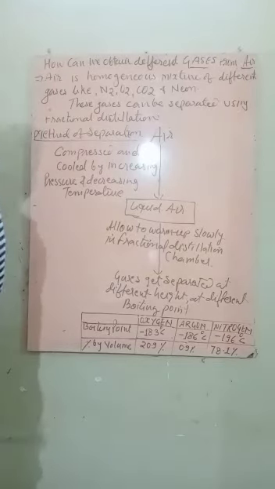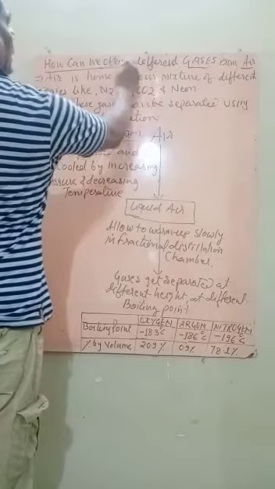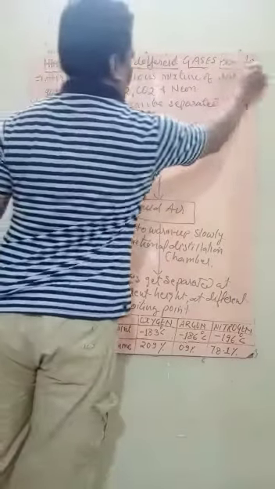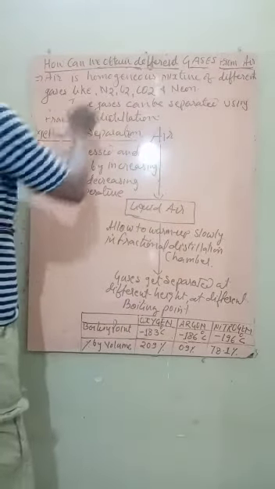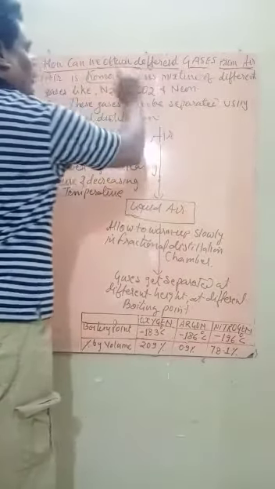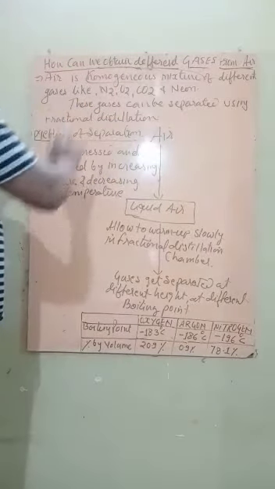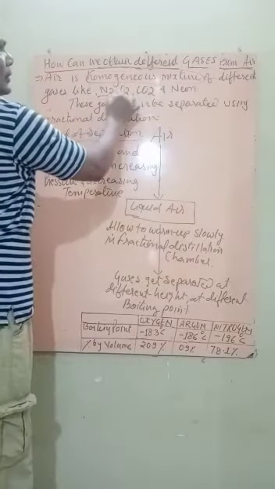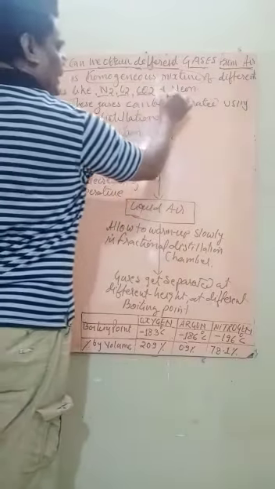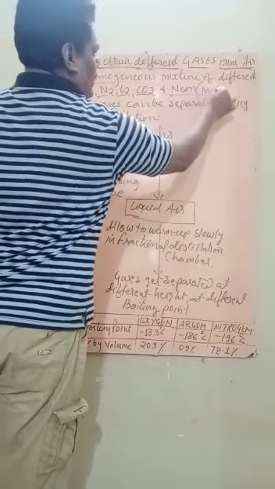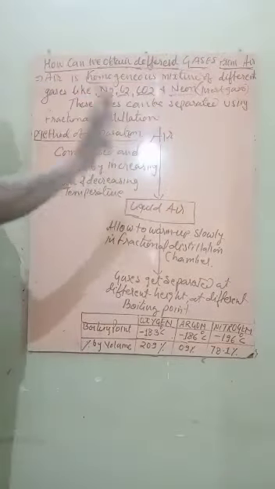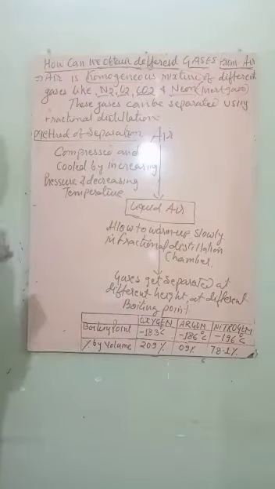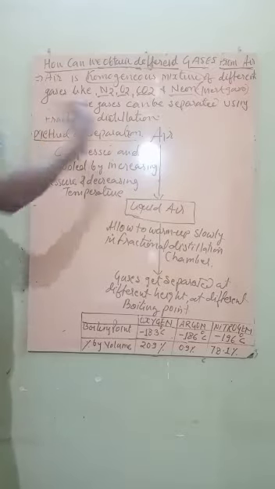Yes, student. Now again, how can we obtain different gases from air? Okay, student, you know that air is a homogeneous mixture of different types of gases like nitrogen gas, oxygen gas, carbon dioxide gas, and neon gas, or what we call inert gases. It consists of many gases: argon, krypton, xenon, etc. Now, how can we separate all these gases?